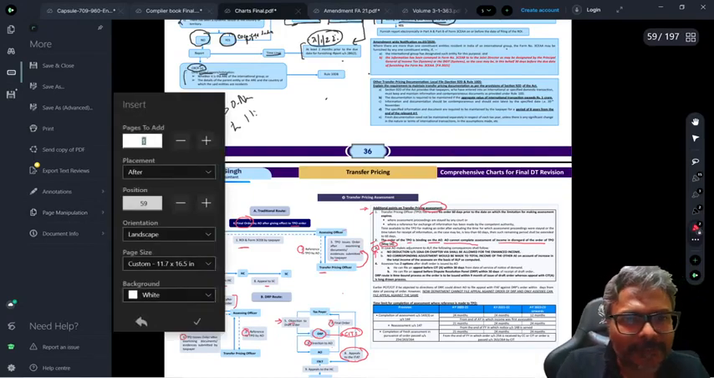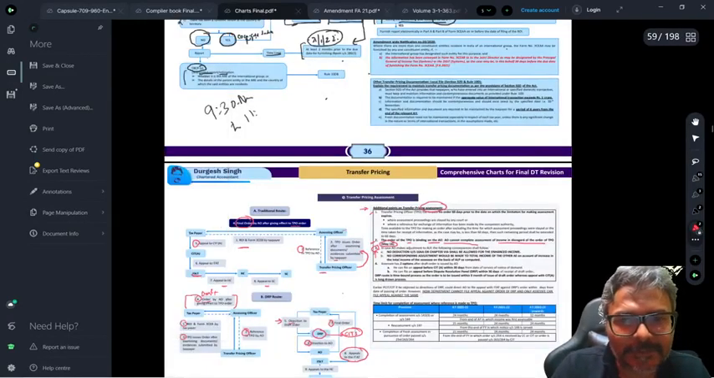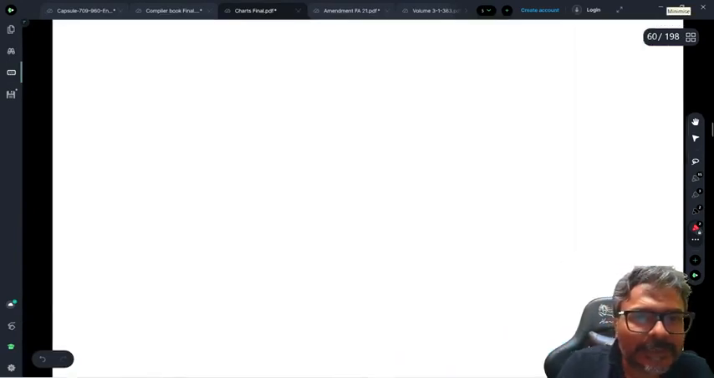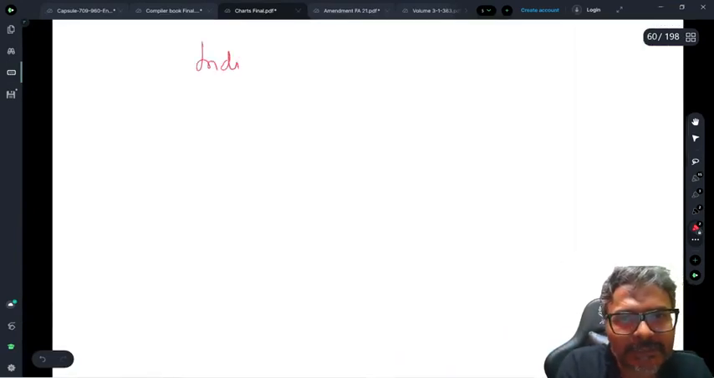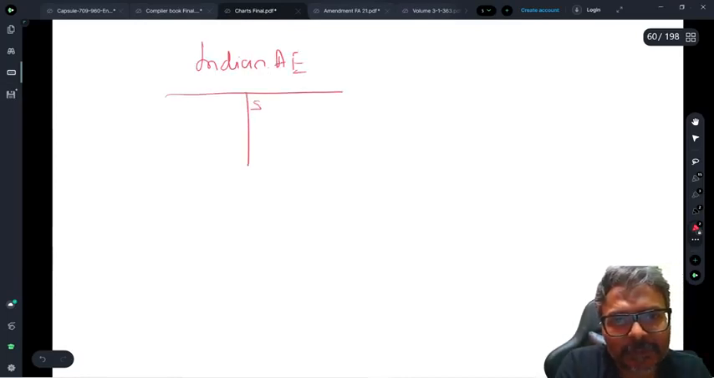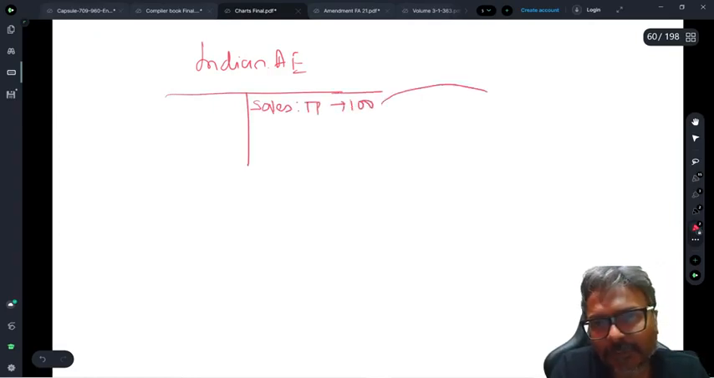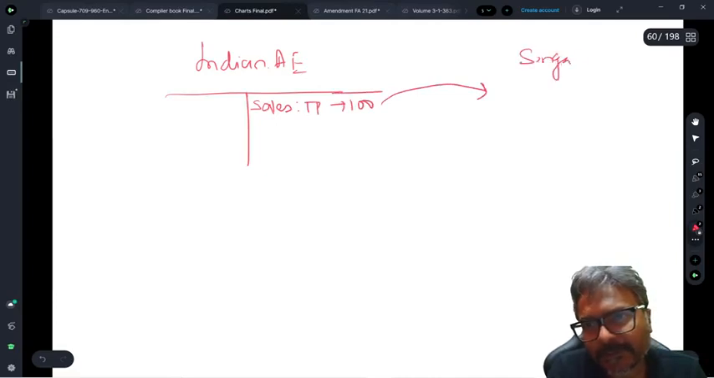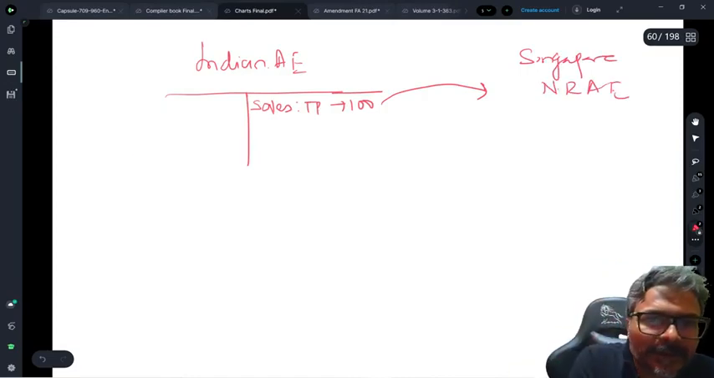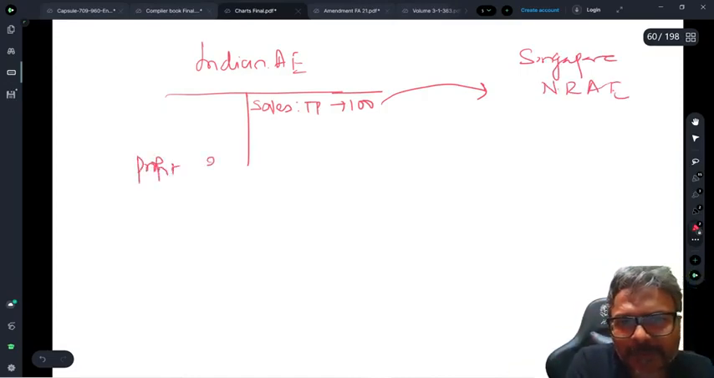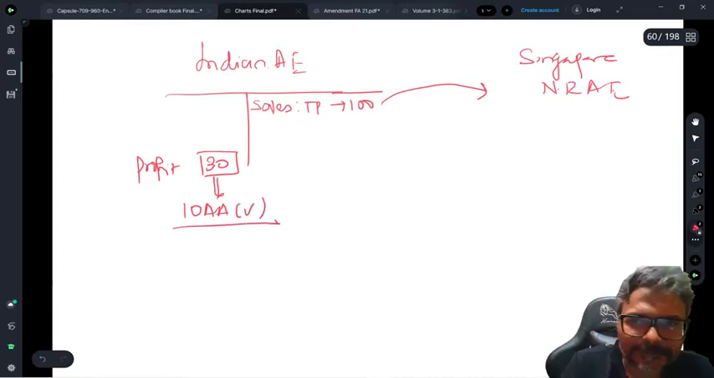So the question that comes is this. All of you, please be careful on this one. Supposing the Indian Associated Enterprise, the Indian AE, has made a sale, and the transfer price was rupees 100. Sold to whom? To, say, the Singapore non-resident AE. Now, accordingly, whatever the profit was, say, for example, the profit was 30, and on this profit they took a 10AA deduction. They got a 10AA deduction.